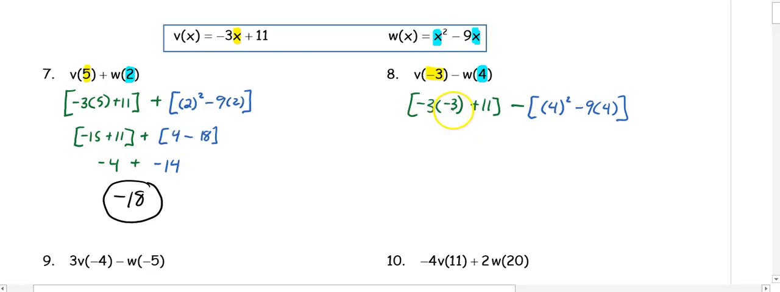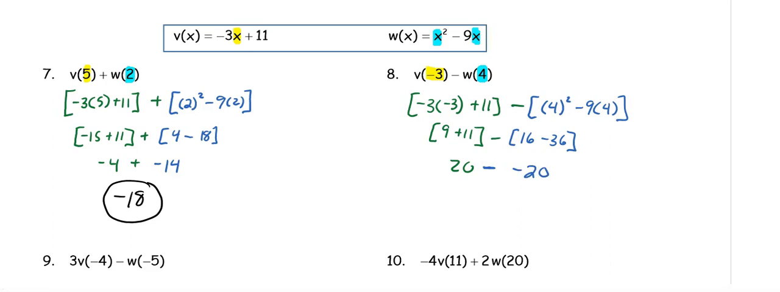So negative 3 times negative 3 is 9, plus 11 gets us 20. And our other parenthesis, 4 squared is 16, and negative 9 times 4 is negative 36, which gets us negative 20. So we're going to bring that subtraction sign down, and then we also have a negative 20. So in this case, we have 20 minus negative 20. Remember, two negatives make a positive, so this will become 40.